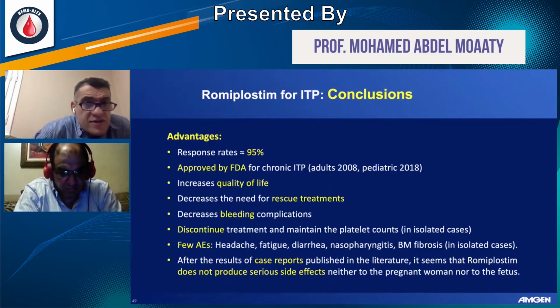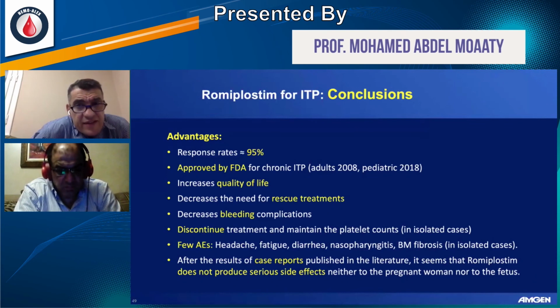To conclude our presentation, romiplostim for ITP has a good response rate in most patients, was approved for chronic ITP in adults in 2008 and for pediatrics 2 years ago, increases the quality of life, decreases the need for rescue medication, decreases bleeding complications, and has few side effects, mainly headache, fatigue, diarrhea, and nasopharyngitis, with a very isolated case of bone fibrosis.